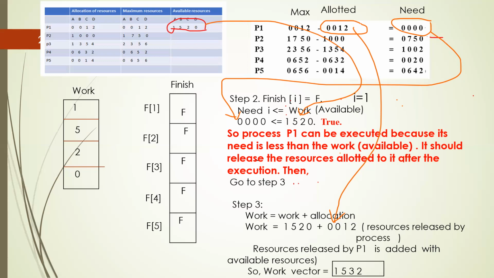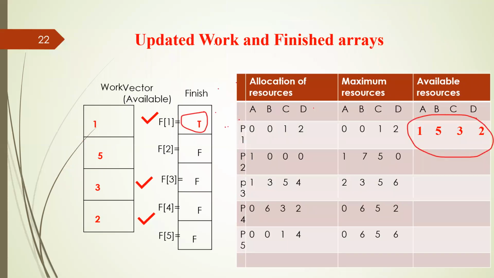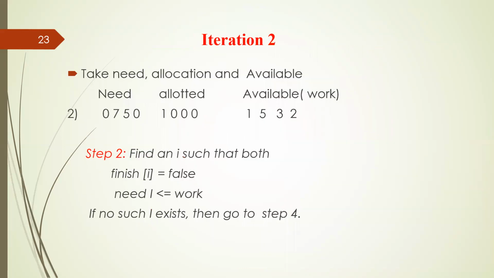Can you understand what I'm saying? Now see the updated work and finish array. The work vector is updated to 1532 and the finish vector is also updated. That is, f of 1 becomes true. All other elements are false. Now see the table, the available resource is 1532. You understand? Then iteration 2. Now take the second row from all need, allotted, and available matrices. Take the second row from all the tables.